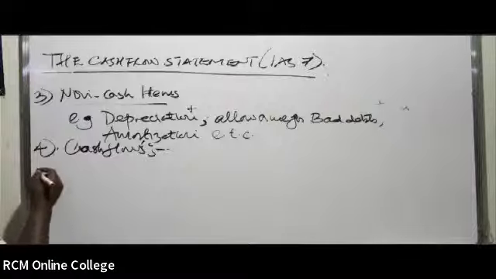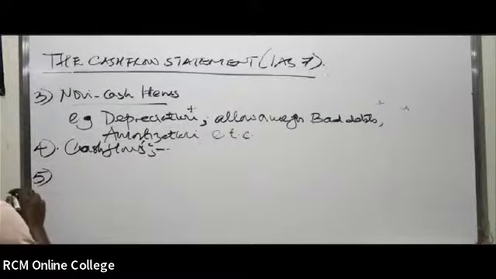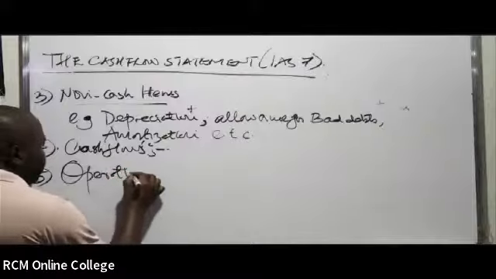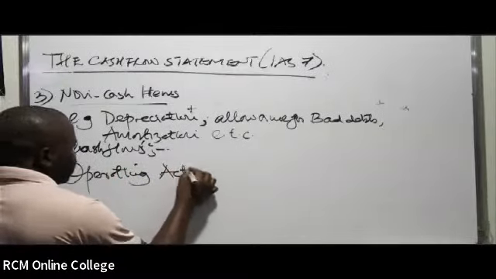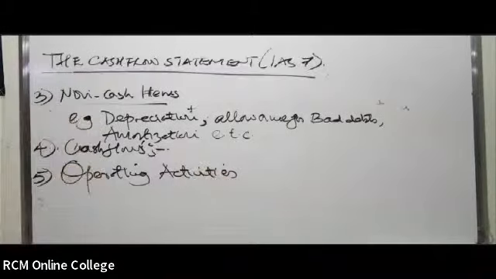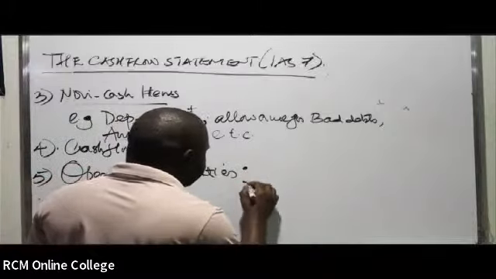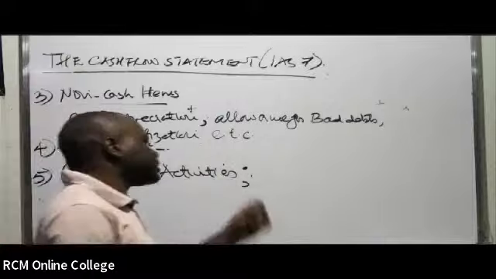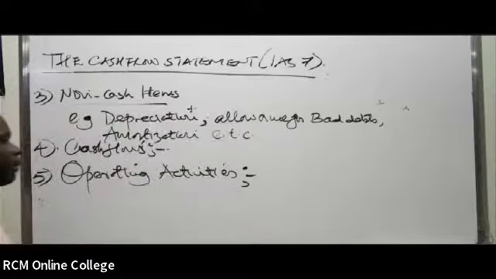Then we have another term that you also have to know: the operating activities under the cash flow. So you can write operating activities. When you look at the format of the cash flow statement, one of the categories of cash flows is what we call the operating activities. What are these operating activities? You write these about operating activities.